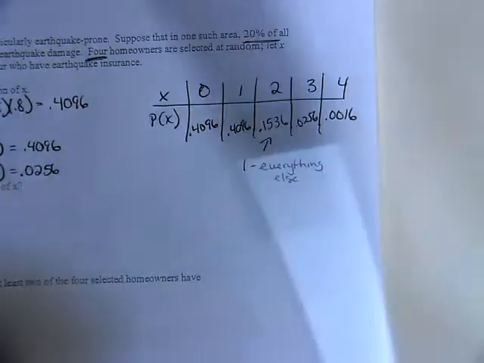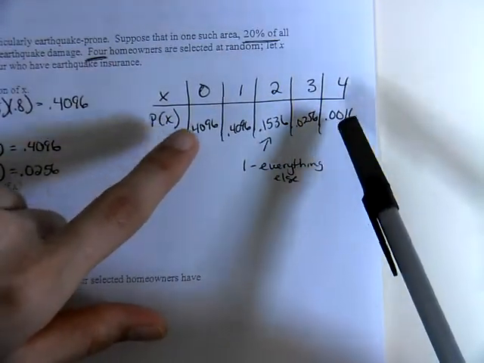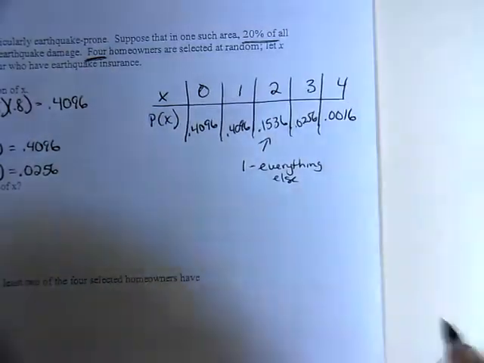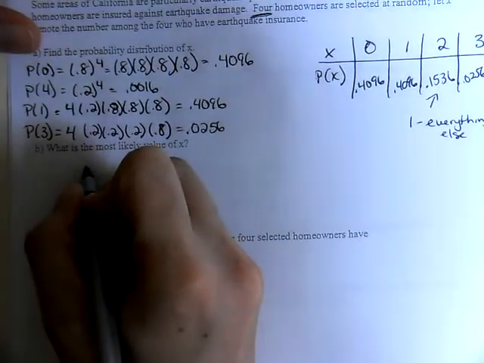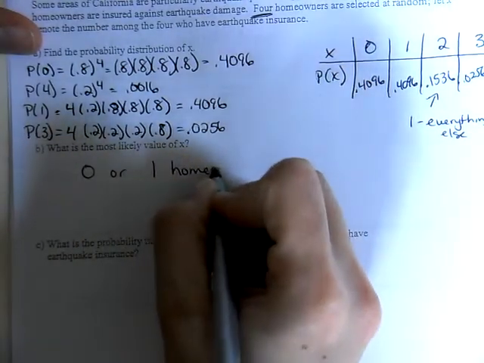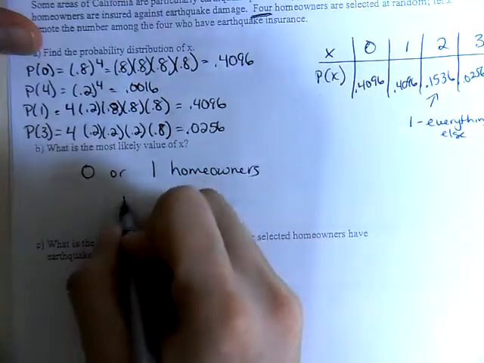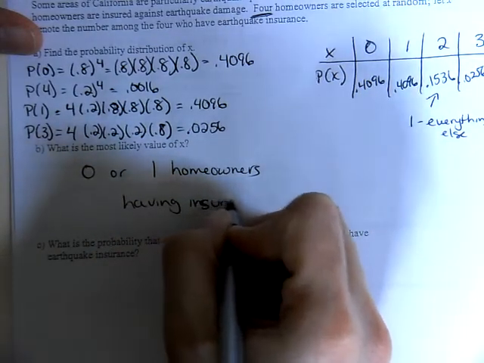Again, we'll get to this later in the chapter, but for today, just start thinking, okay, go from the outside in. So what's the most likely value of X? There's actually two answers. 0 or 1 homeowners having insurance.